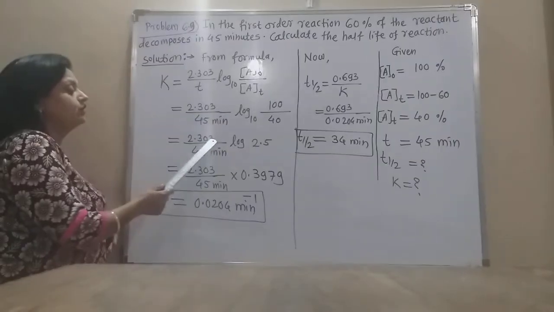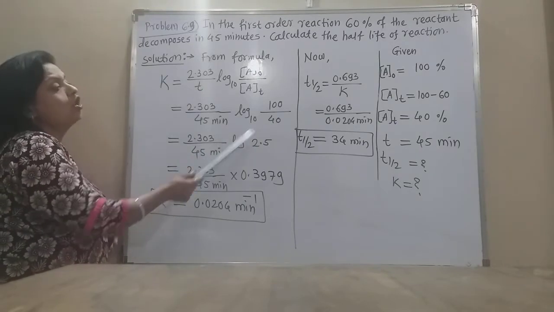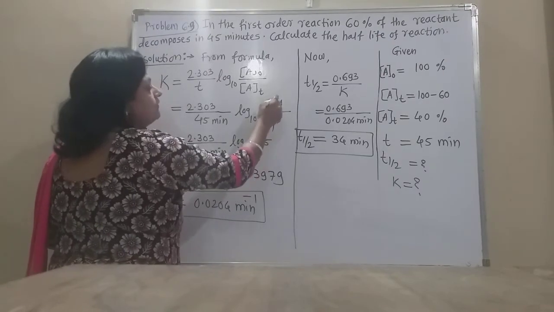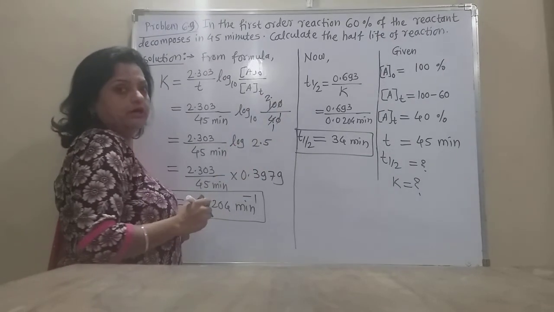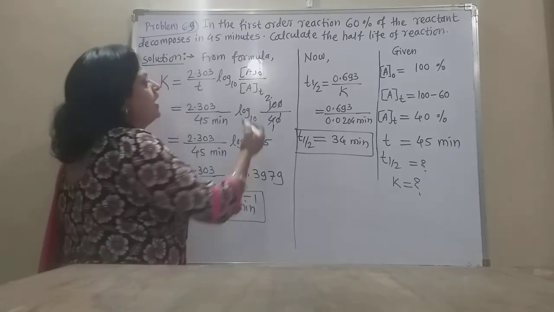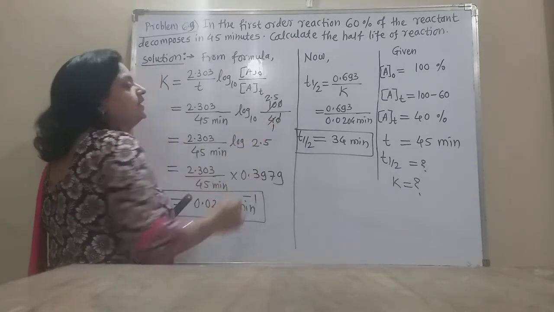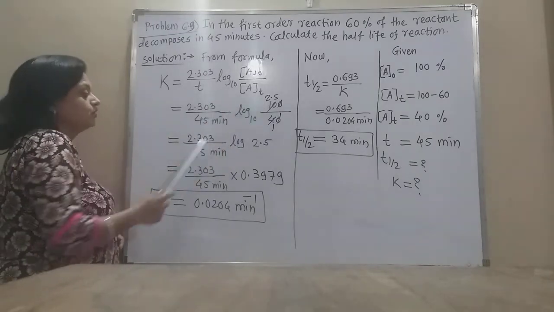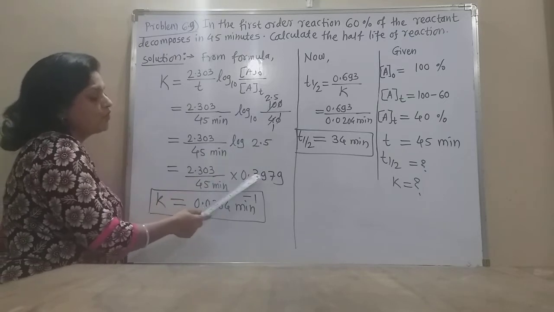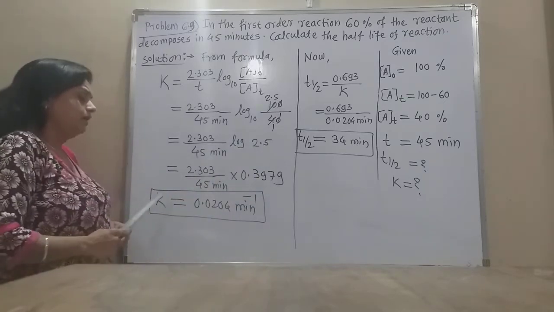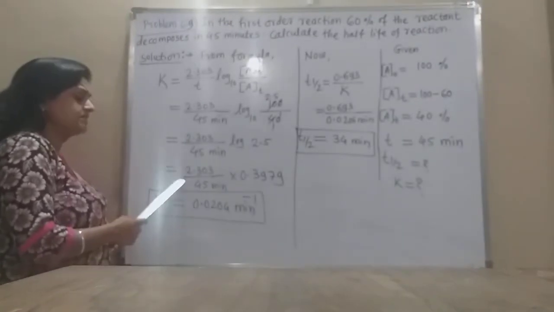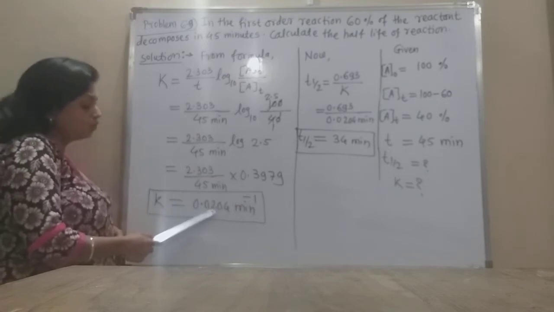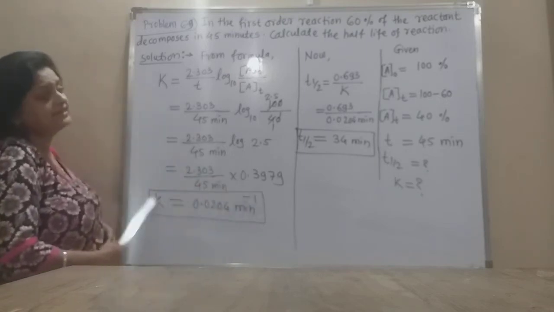So 2.303 divided by 45 minutes, log of, now this becomes, this cancels, 0, 0, 4 ones are 4, 4 twos are 8, what is remaining? 2 and 4 fives, that is 20. Now this is 2.5 here. So log of 2.5 is 0.3979, and after calculation of this, we obtain the value of K is equal to 0.0204 per minute. Now this is the value of K.